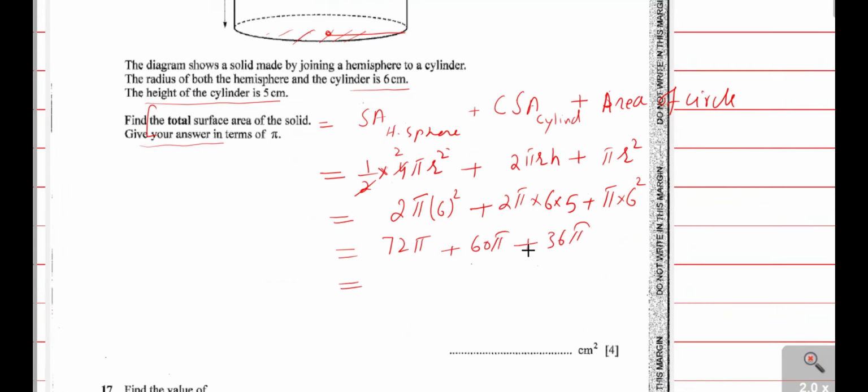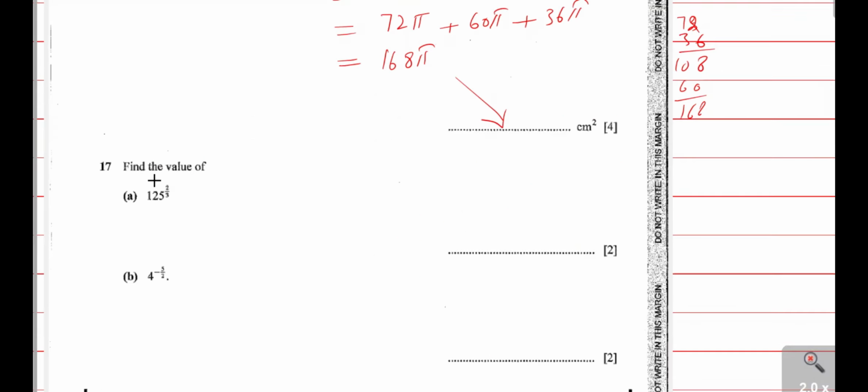Now we will add all these values. We get 72 plus 36, that's equal to 108 plus 60. We get 168. Therefore, 168 pi would be the total surface area of the solid. Question 17.